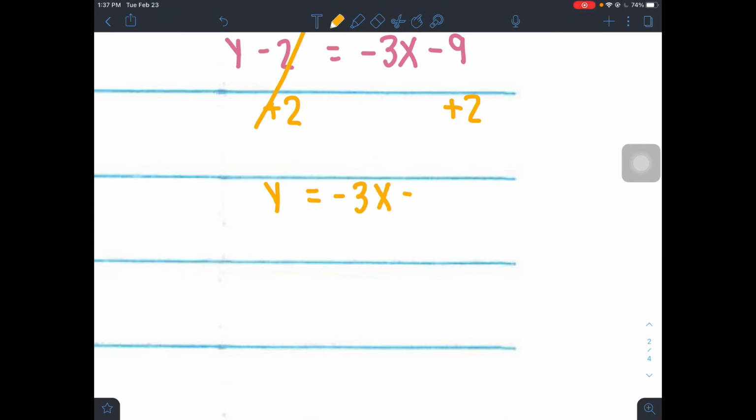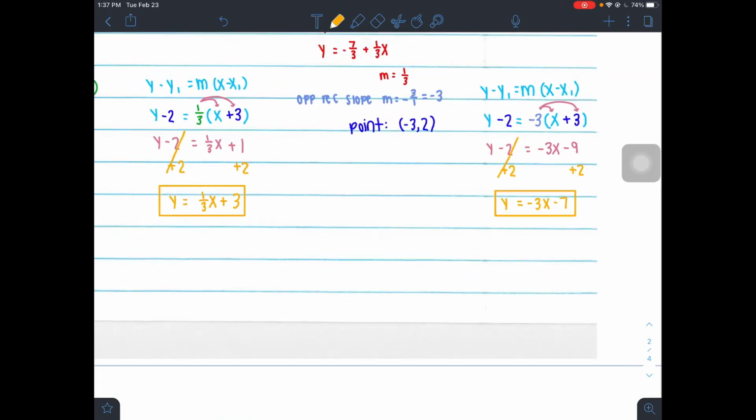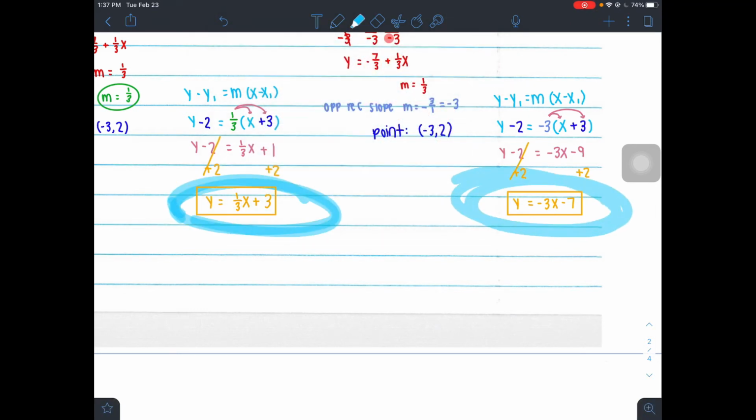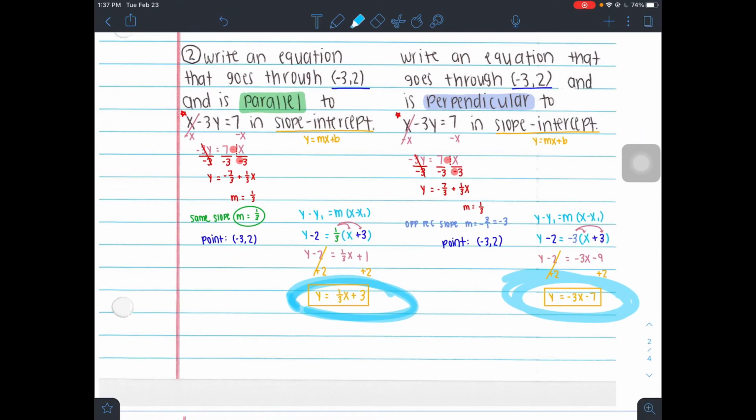Negative 3x minus 7. All right. Now, I know this is my final answer because they wanted my answer in slope-intercept form, and that's exactly what I have here. Now, look at the answers for both problems. This guy and this guy right here. They're completely different equations from each other, even though they use the same exact point and the same exact equation inside the given problem, because one's parallel and one's perpendicular. Your equations would be completely different from each other. So that's why it's super important that you can tell the difference between a parallel and perpendicular.